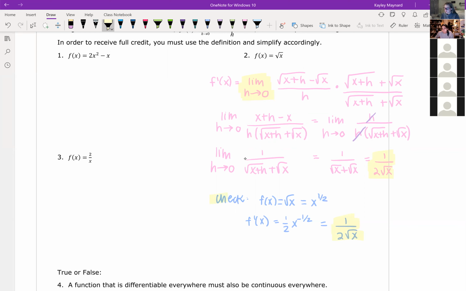That's great. So if you're ever asked to use the definition, feel free to use the shortcut to check, because you should get the exact same thing. If you do your shortcut and you don't get the same thing, there's probably an error going on somewhere, whether you took the limit wrong or you just did the shortcut wrong when checking it, but they should equal each other. So you don't have to check it, but if you want to, that's a quick way to do it.